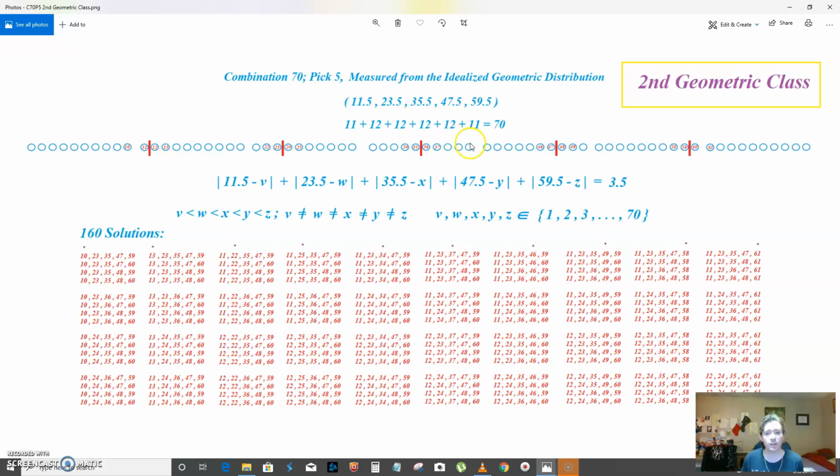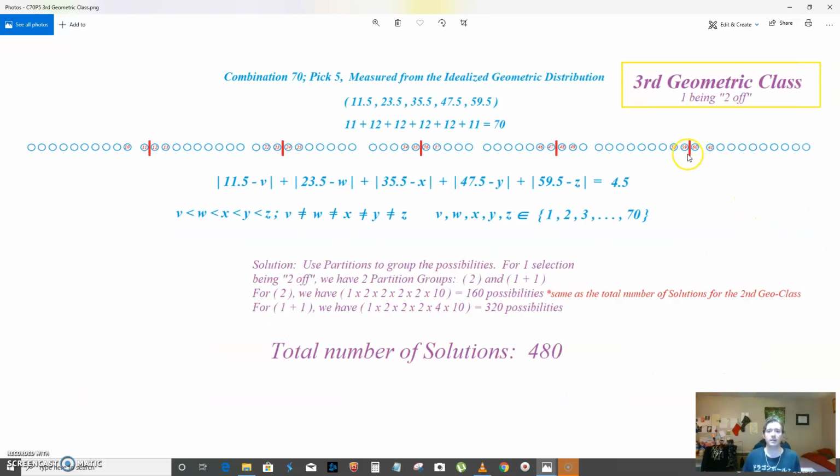in other words, if you were at S1 and you wanted to be one off, you would either be at 10 or you would be at 13. All the other ones, the remaining four standard points, would be either 23 or 24, not 22 or 25, 35 or 36, not 34 or 37, etc. And so these purple dots signify the one that is one off, and there are 160 possible combinations.